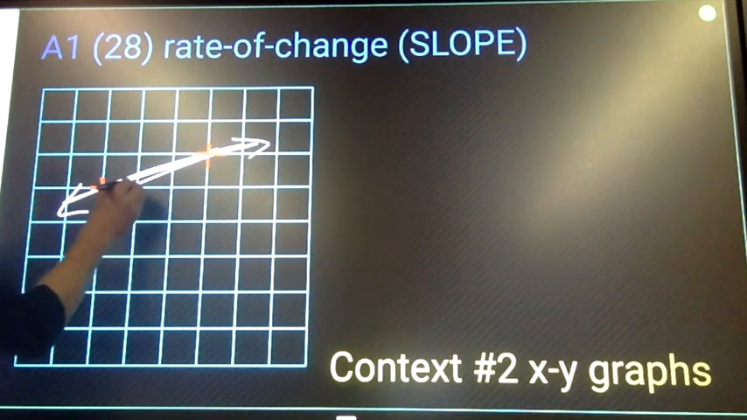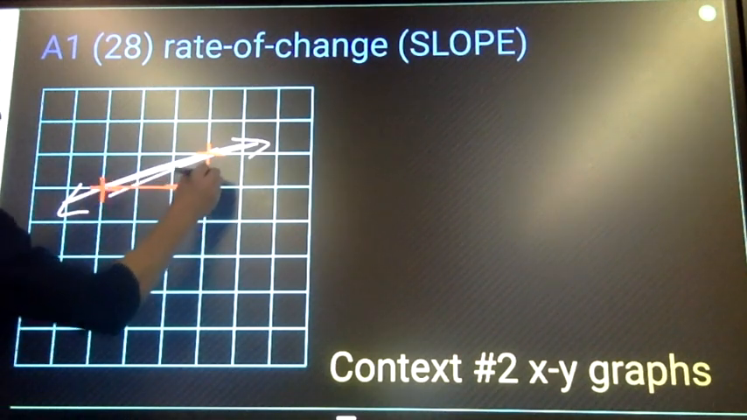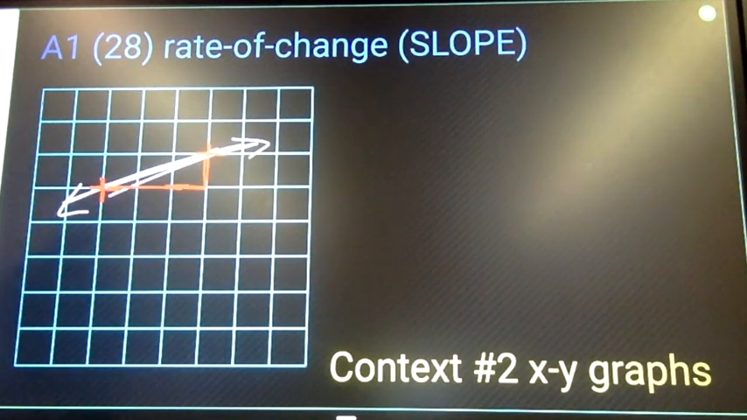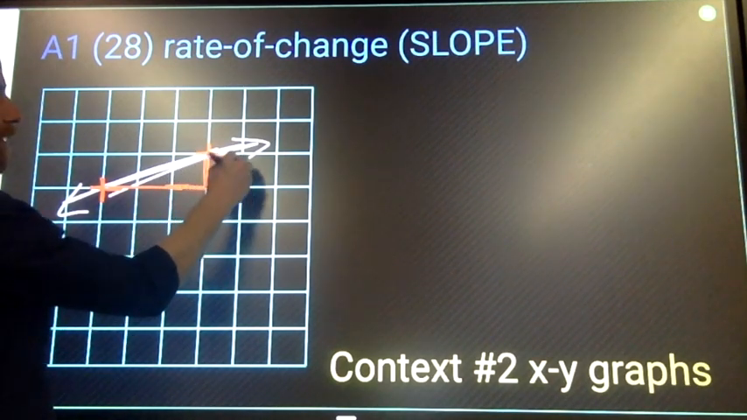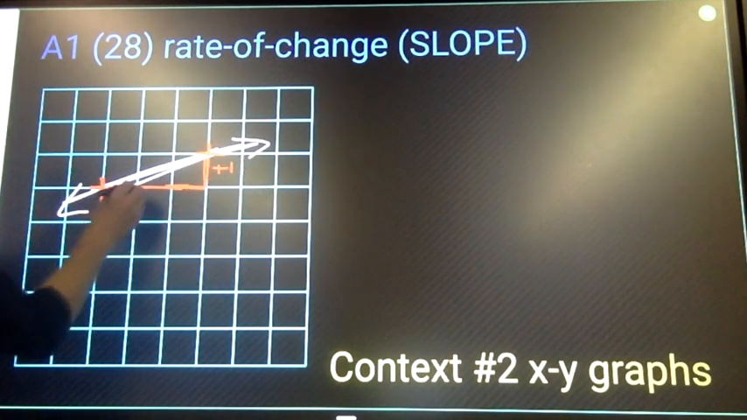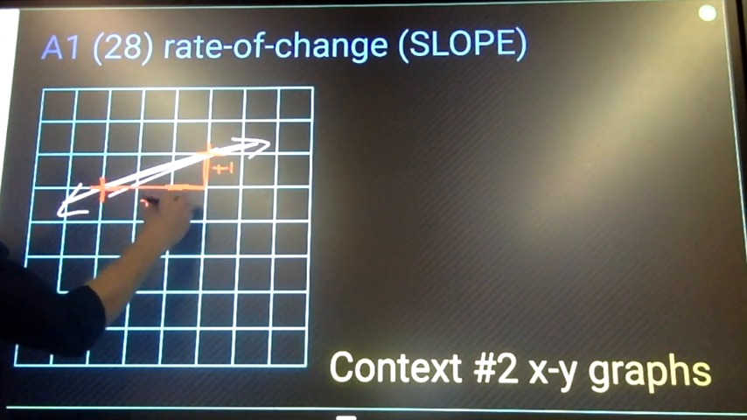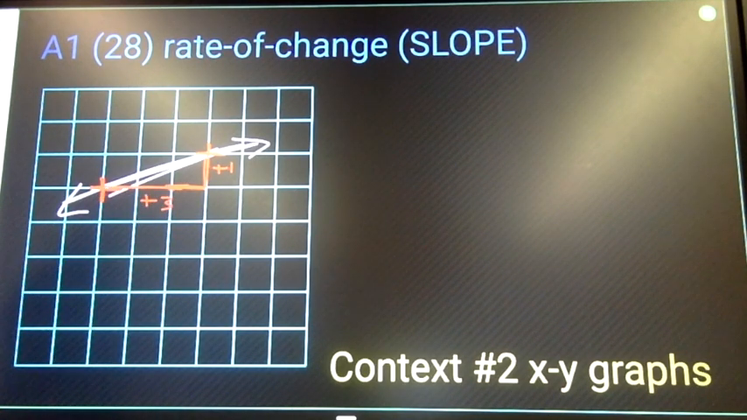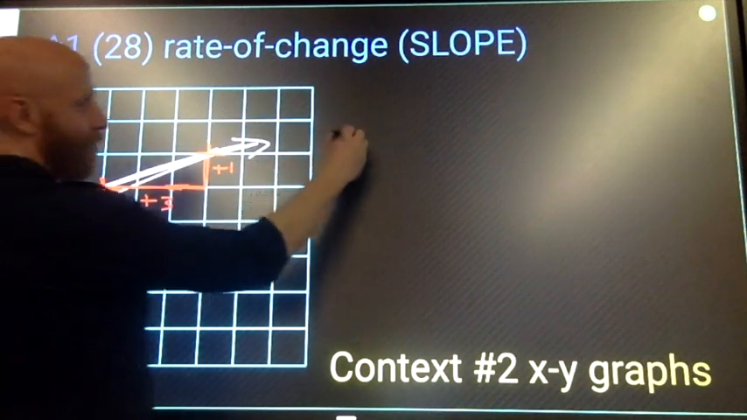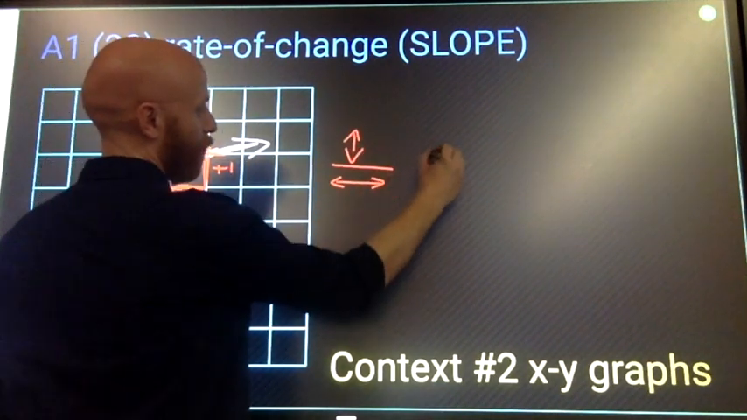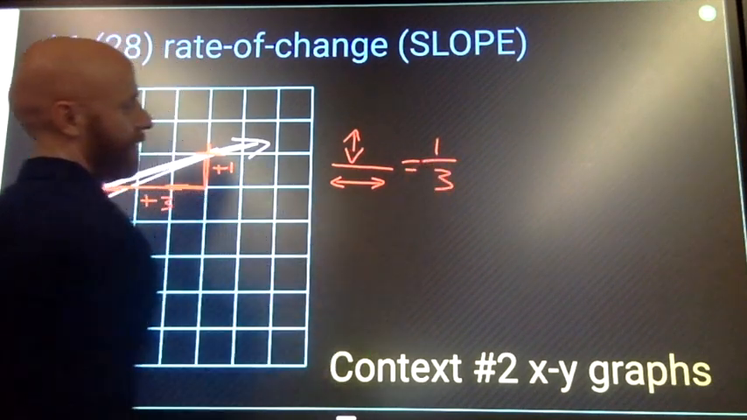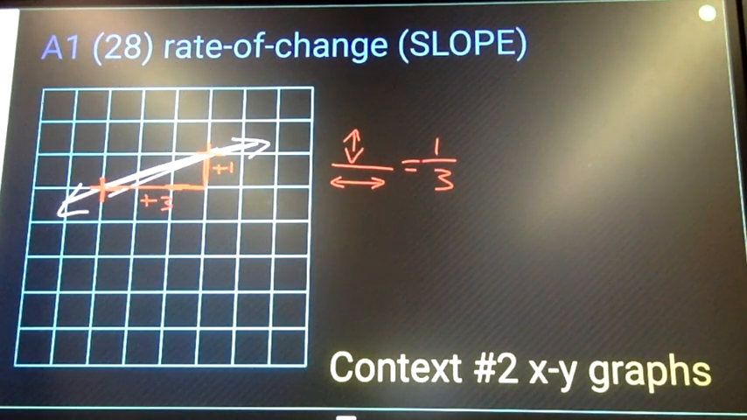Create a little triangle for yourself, a right triangle that connects those points, and count. Right? This is a distance of up 1, and this is a distance of forward 3. My slope is how far did I go up or down, divided by how far did I go left to right, so 1/3 is the slope in that situation.